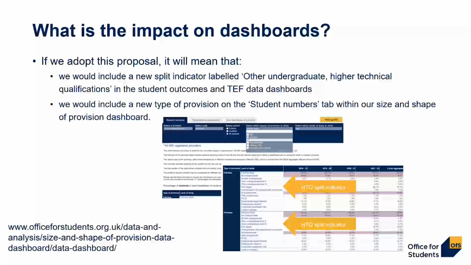What is the impact on dashboards? If we adopt this proposal, it will mean that we would include a new split indicator labelled Other Undergraduate Higher Technical Qualifications in the Student Outcomes and TEF data dashboards. We would also include a new type of provision on the Student Numbers tab within our Size and Shape of Provision dashboard. And the location of these is shown on this slide, and the link is in the bottom left-hand corner.